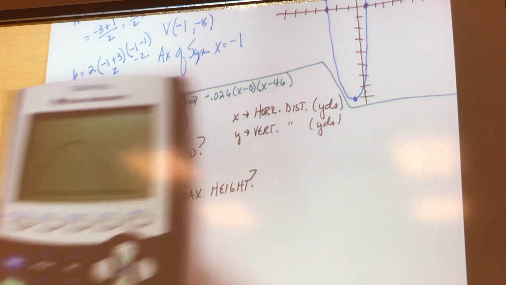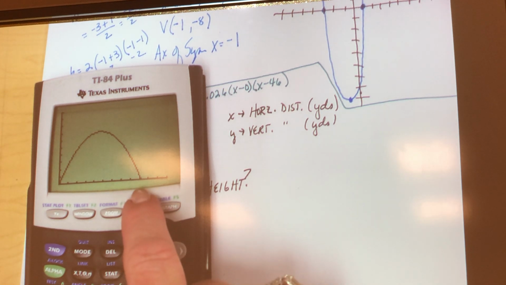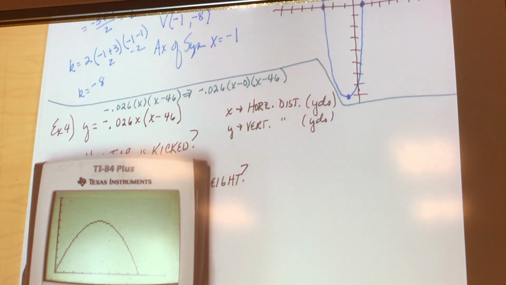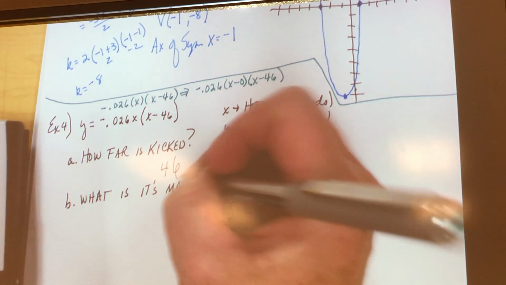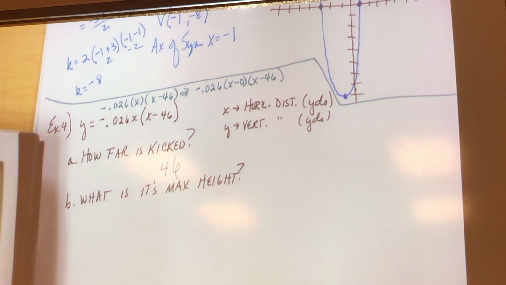How far is it kicked? Where is that on this graph? 45. It's right here, right? Do you agree? This is where it hit the ground. Is that number looking at me right there in my equation? Basically. What is it? 46. Very good. It's 46. Didn't even have to do any work again. Do you see what I'm saying?